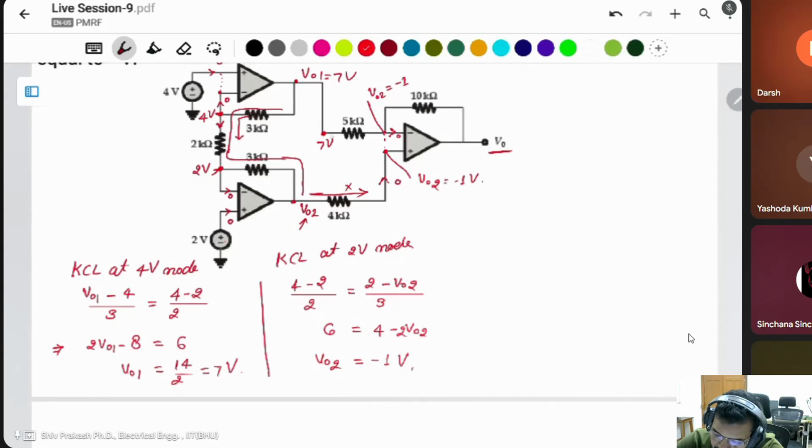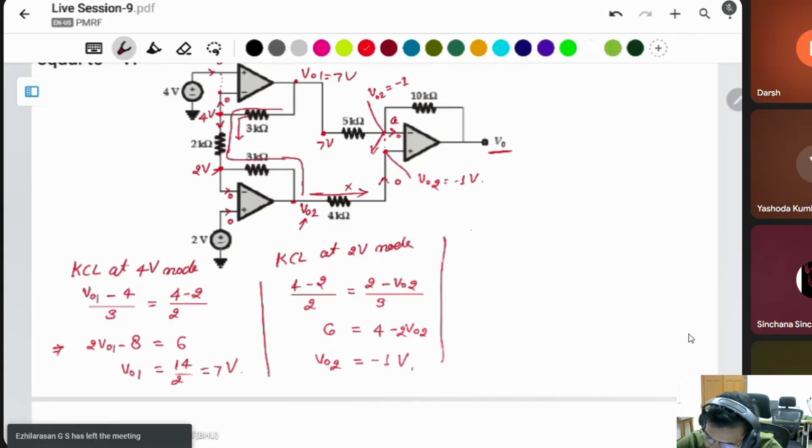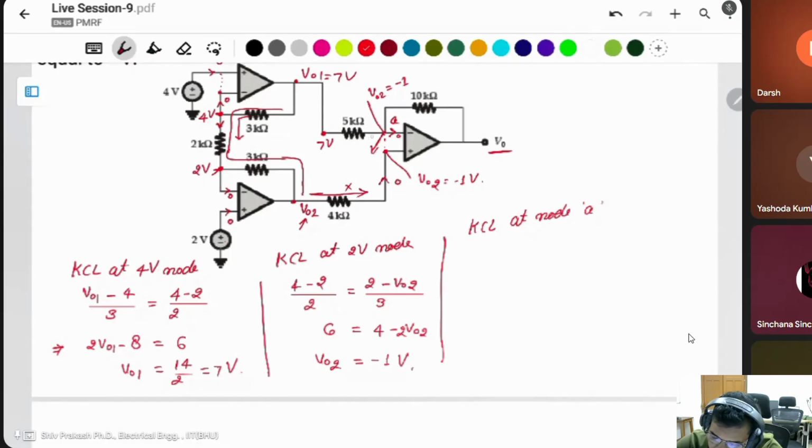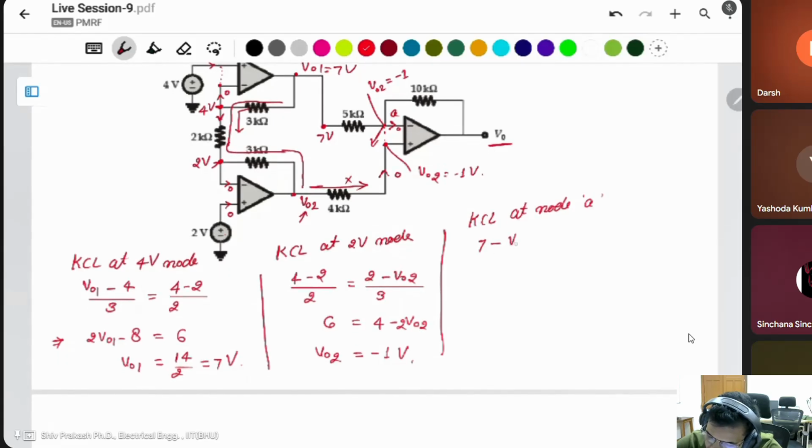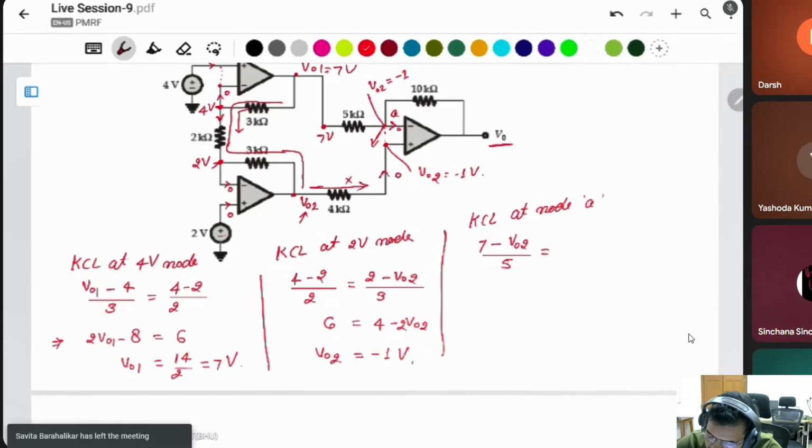Okay, this is 7 volt. We can apply KCL at this node, suppose A. What is this? (7 minus V02) divided by 5 kilo. It will be equal to (V02 minus V0) divided by 10 kilo. 5 to the 10, this will be 2.